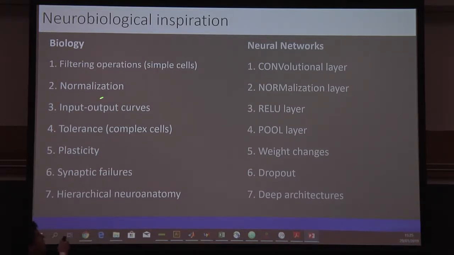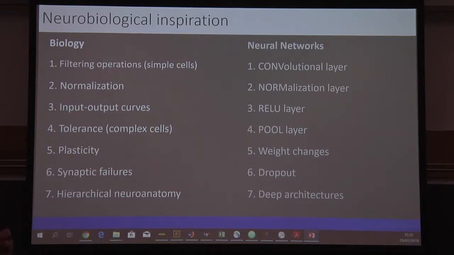And for that purpose, there are multiple studies that have described that neurons can perform a normalization operation to be able to look at relative changes as opposed to absolute values. And this gave rise to the idea of normalization layers in neural networks.